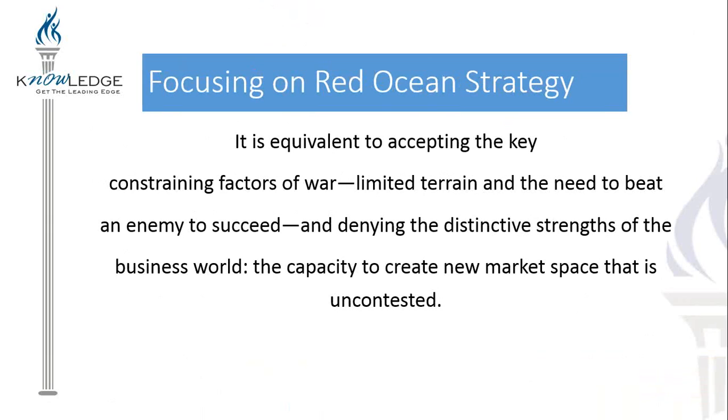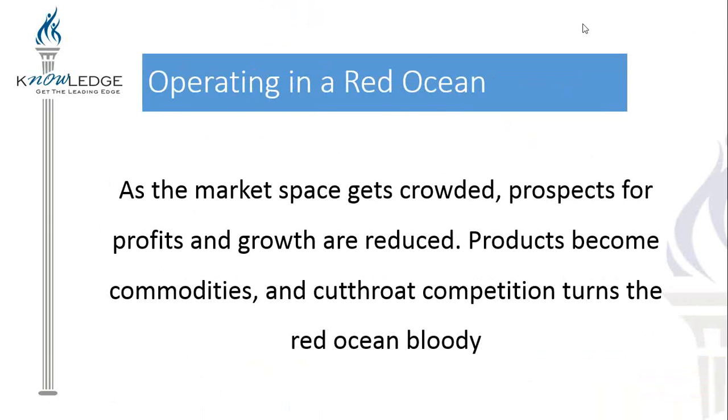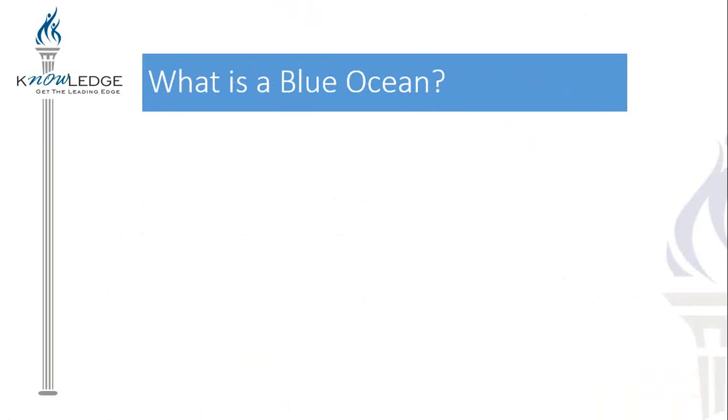Now, operating in a red ocean, as the market space gets crowded, prospects for profits and growth are reduced. Products become commodities, and cutthroat competition, as I said, turns the red ocean bloody. Market space is continuously getting crowded because we are continuously seeing that supply is exceeding demand. This is the rule of nature. And we are continuously fighting. We say in economics that we have scarce resources. This is a very basic term that is taught to any economist in a business school, that whatever resources we have are scarce, and we all have to fight or do maximum utilization from those scarce resources.